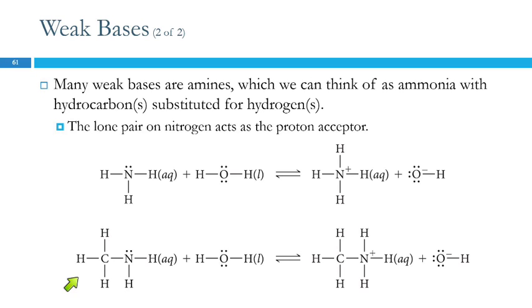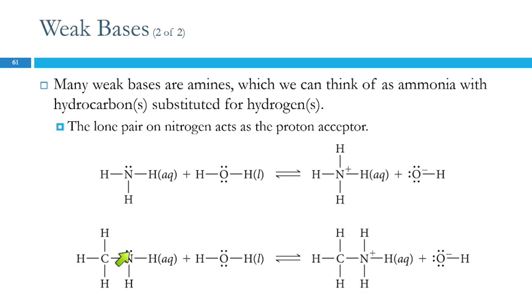This is methylamine, and here the nitrogen and these two hydrogens are the same, but over here, instead of a hydrogen, we've just got a carbon with 3 hydrogens on it. And that doesn't really do anything that we need to be concerned about in 1B. This is still going to act like a base, a weak base.